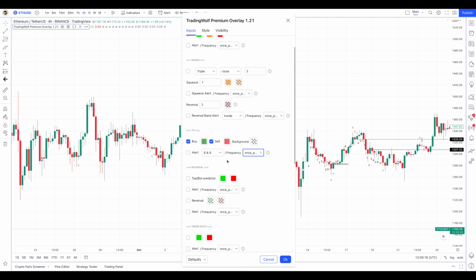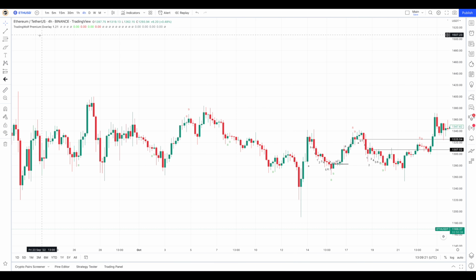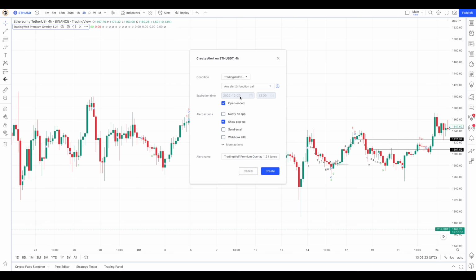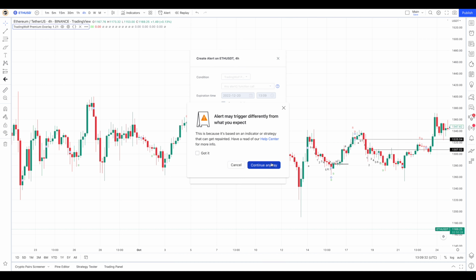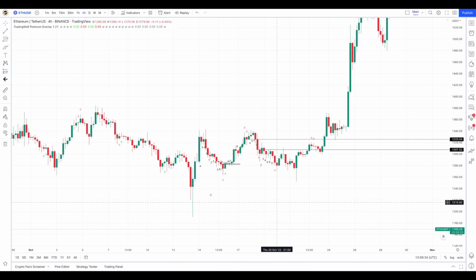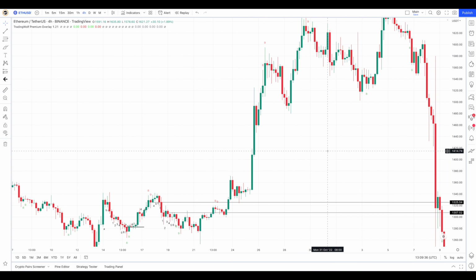I'm going to set an alert up on once per bar close for 8 and 9. So I'm going to go add alert. Once again, top boxes are already correct. TD select on ETH. Create, continue anyway. And that's your alerts created for both the long and the bear side.